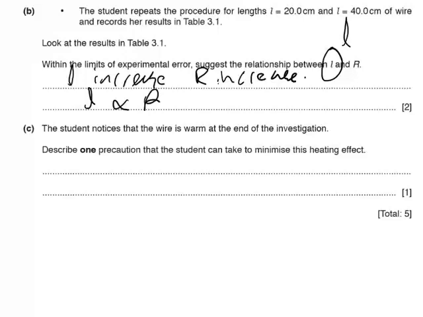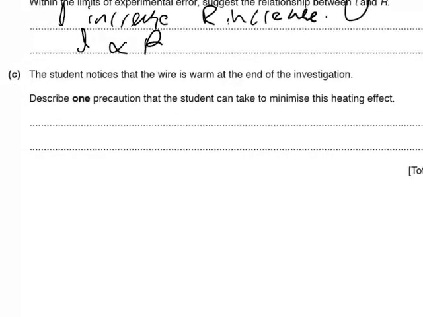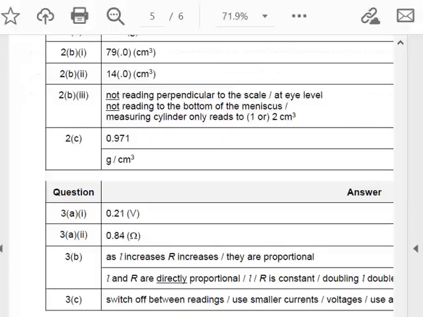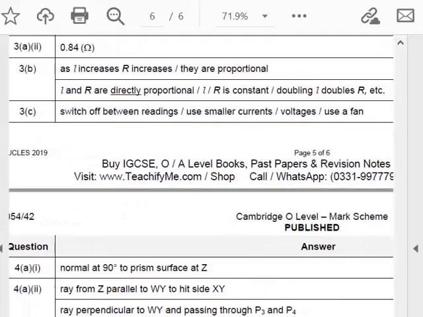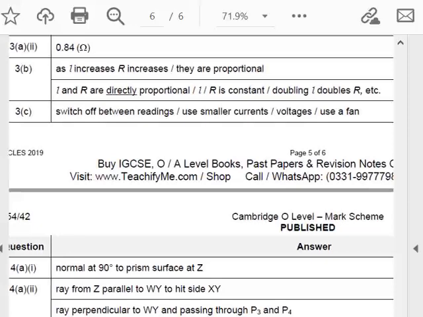The reason is that the wire will heat up. As the temperature increases, the resistance also increases. This will affect your results. Now the answer here will be, make sure you switch off between readings, or use smaller current or voltage, or use a fan. Don't use that one. Make sure you answer with switch off between readings.